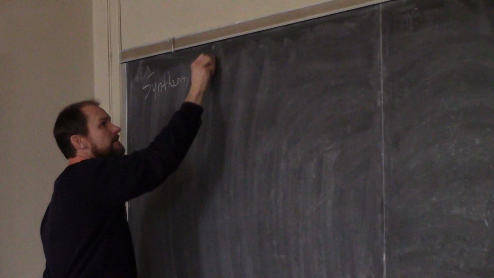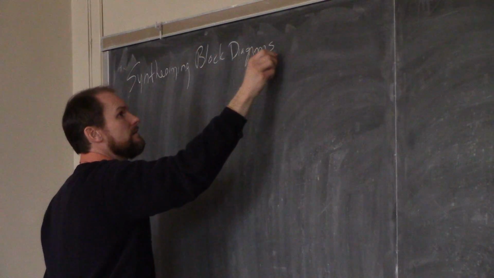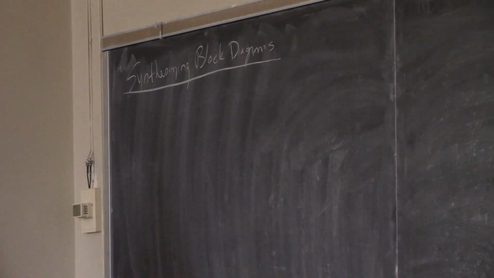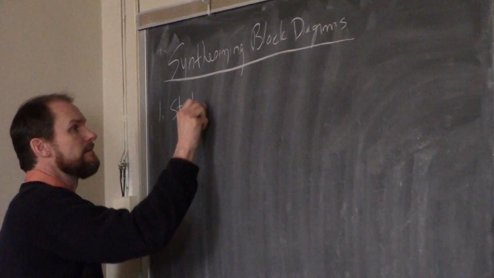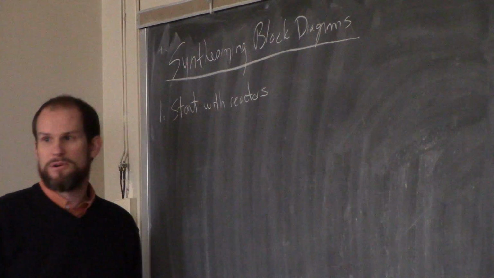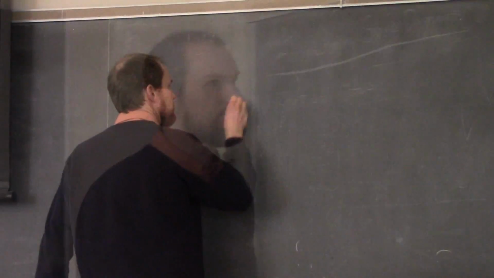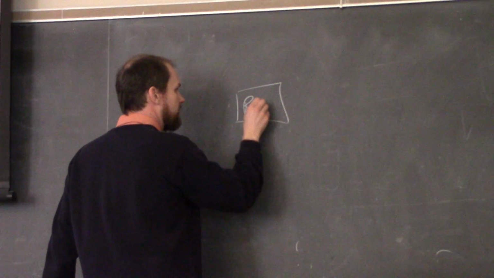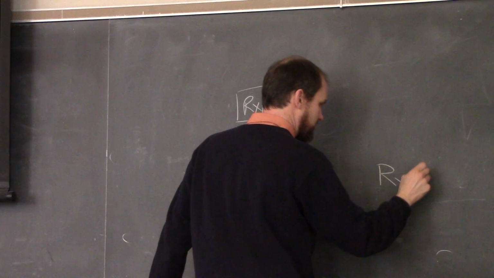Synthesizing block diagrams. So Murphy has some rules for doing this. She says, step 1, start with the reactors. That's the heart of your process. How many reactors do you need for this process? 2. Reactor 1, somewhere down the line, reactor 2.